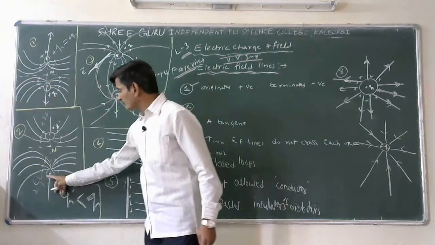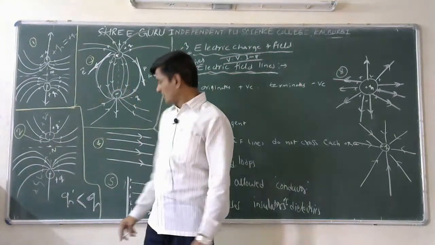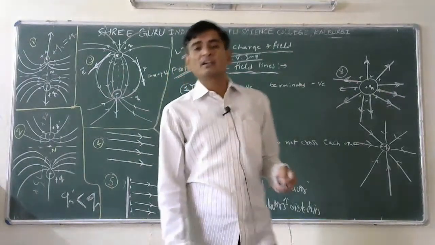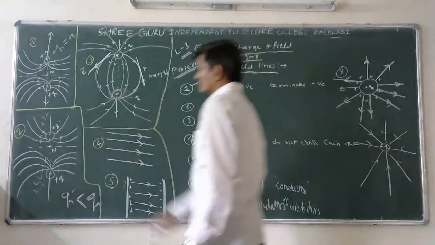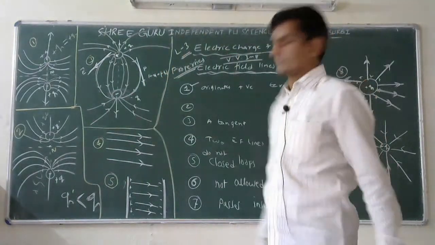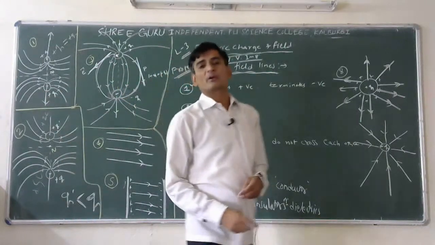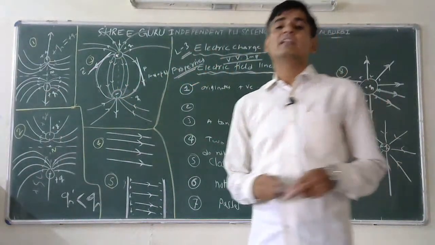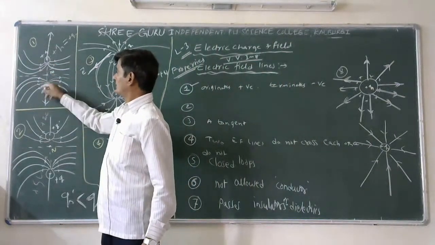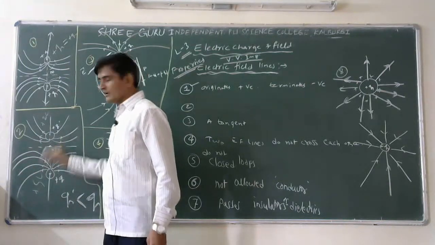But here, one of the charges is larger, another is smaller, and both have the same nature. Then the neutral point lies near to the smaller charge. Did you understand what a neutral point is? It will come again while solving numericals. A point where the net electric field intensity is 0 is called a neutral point. So here the neutral point lies at the midpoint of the two charges, and here it lies near the smaller charge.